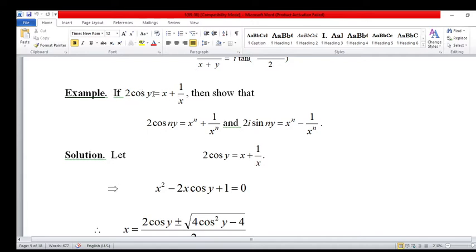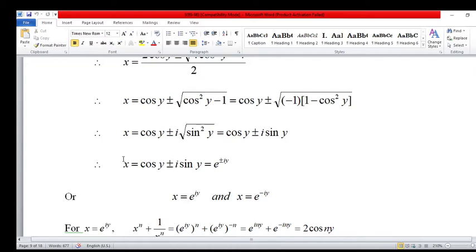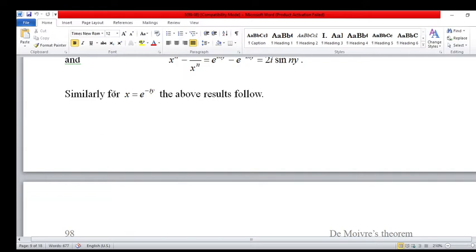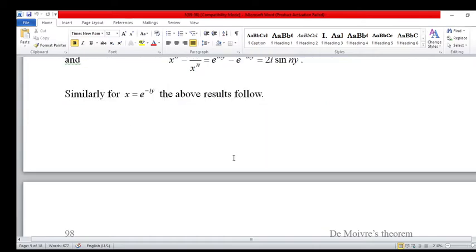Solve this statement after taking LCM. This is a quadratic equation, so solve this quadratic equation. After solving, we obtain x is equal to e raised to the power plus minus iy. Substitute this value in x raised to the power n plus 1 upon x raised to the power n, then we obtain 2 cos ny. And for x raised to the power n minus 1 upon x raised to the power n, it is e raised to the power iny minus e raised to the power minus iny, and this is 2i sin ny. This is for the first value of x, and for the second value of x you solve yourself.